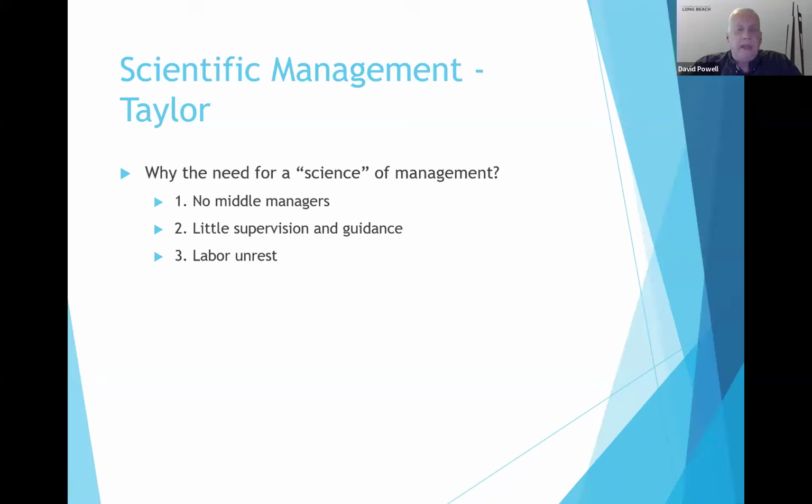Secondly, because we did not have this middle management level, there was very little supervision and guidance being provided to employees. So if employees didn't know how to do the job in the one best way, they're clearly not going to do the job in the one best way. So they're not going to be efficient. They're not going to be productive. And there's really no one in close proximity to them to tell them how to be efficient and how to be productive. That's why you need that level of middle management.